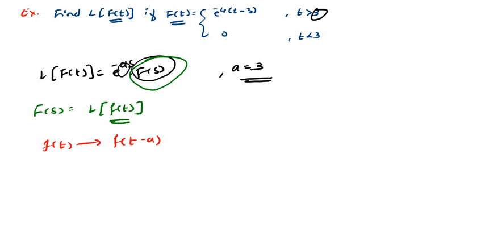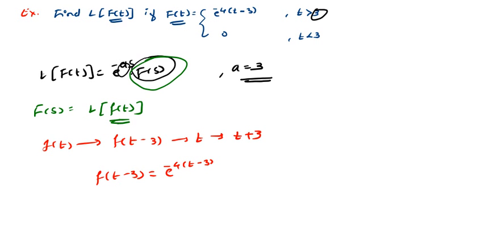Okay, it means what? F(t minus 3). What is the value for a? The value for a is 3. So f(t) will be calculated using F(t minus 3). In F(t minus 3), replace this t by t plus 3. But what is F(t minus 3)? What we have been given, F(t minus 3) is e raised to minus 4 into (t minus 3).